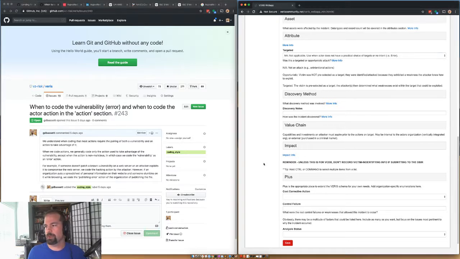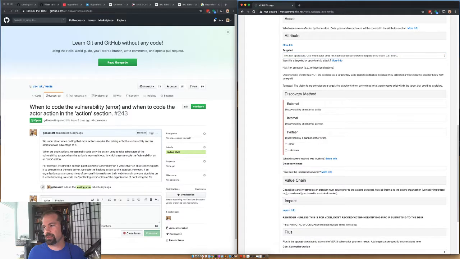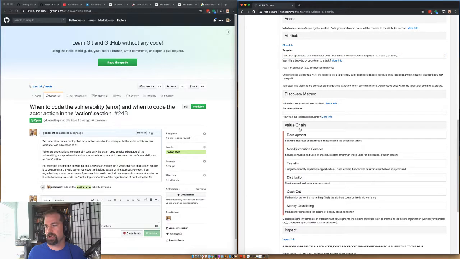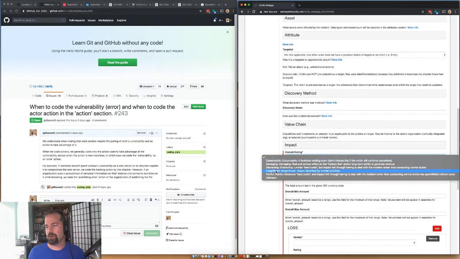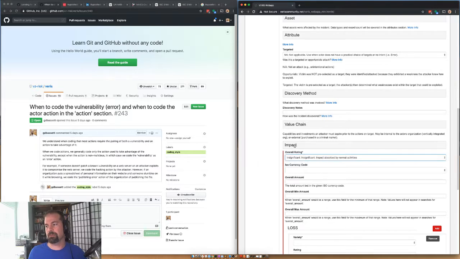And so because of that, we've got that discovery method. We just did value chain. This is if the attack had involved other things, if the attacker had to develop malware, had to distribute the malware somehow, done some targeting and such. But since this is from the perspective of the actor being the internal person who made a mistake, the value chain doesn't apply. And so impact, overall rating, insignificant. The company closed the bucket, made an apology, and that's it.